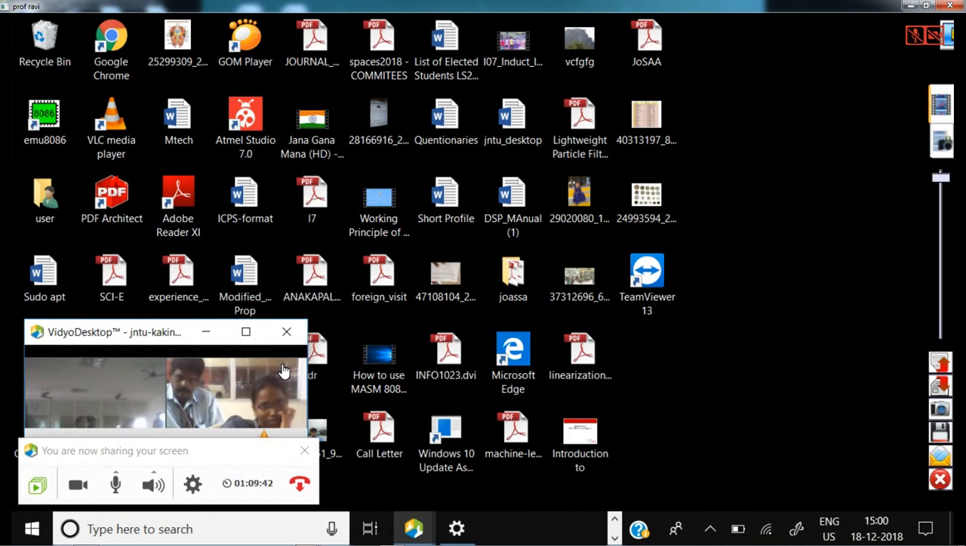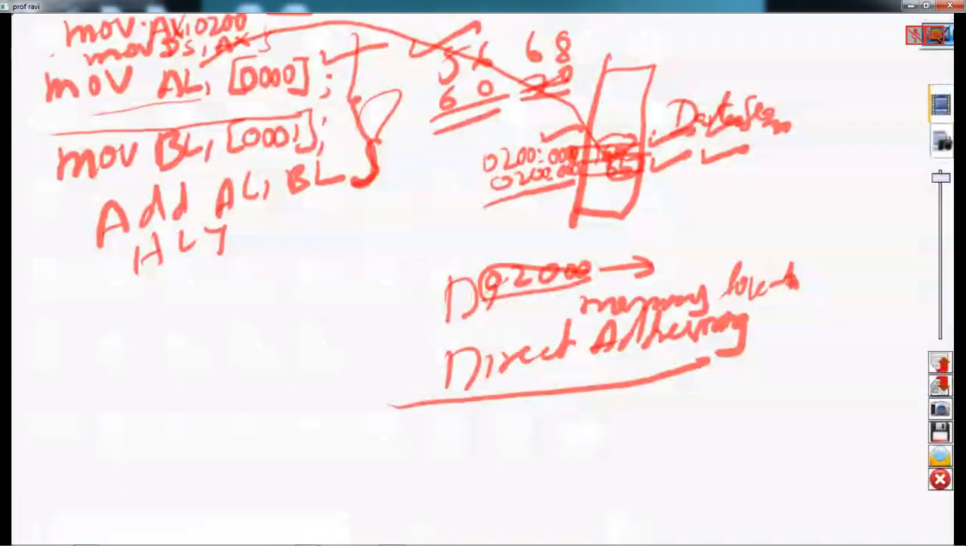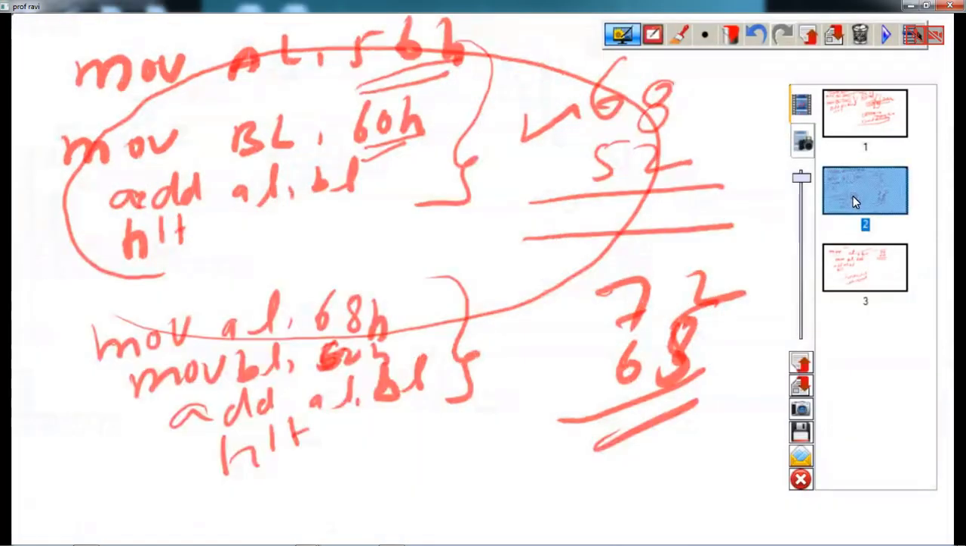All right? Yeah. So this is what we covered: three addressing modes. One is immediate addressing mode. Another one is register addressing mode. Another one is direct addressing mode, and we have seen the advantages of one over another.